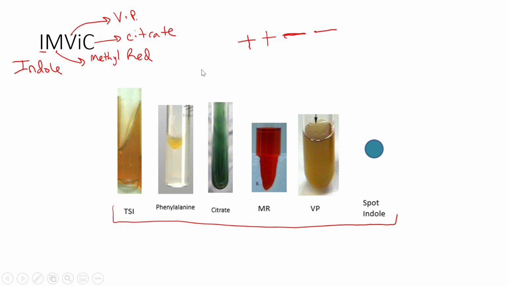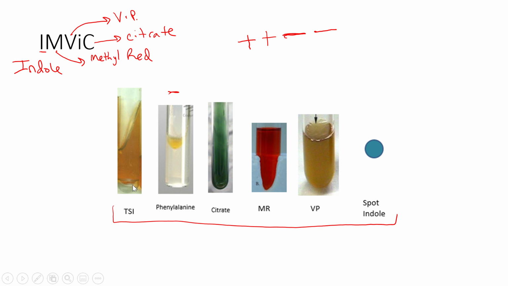Then we can also look at phenylalanine and TSI. So phenylalanine is a pretty big amino acid, and if microorganisms have the ability to break it apart to use it in the Krebs cycle for energy production or what have you, then you're going to see the growth on the phenylalanine slant. And when you add ferric chloride to it, so a couple drops of ferric chloride, you're going to see a dark green or gray color change. Here you can see it's yellow. This is a negative phenylalanine test result.